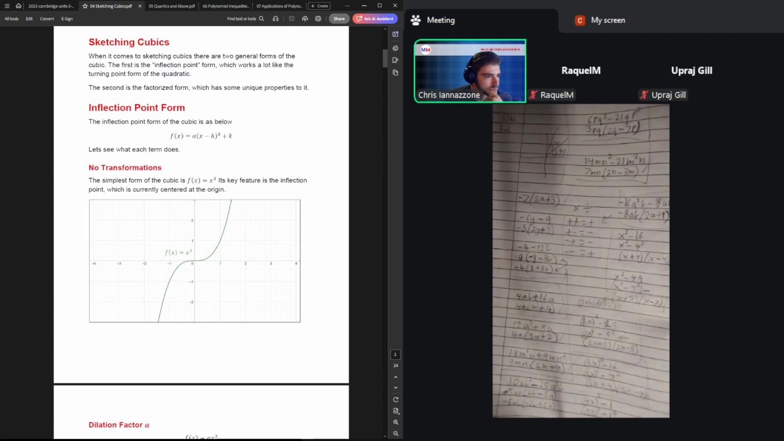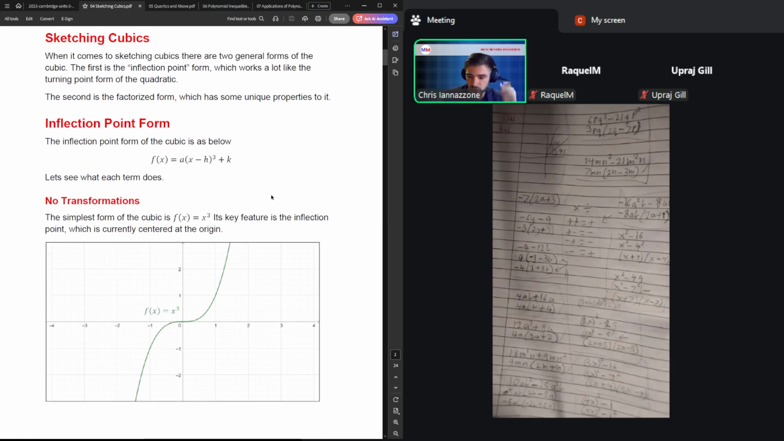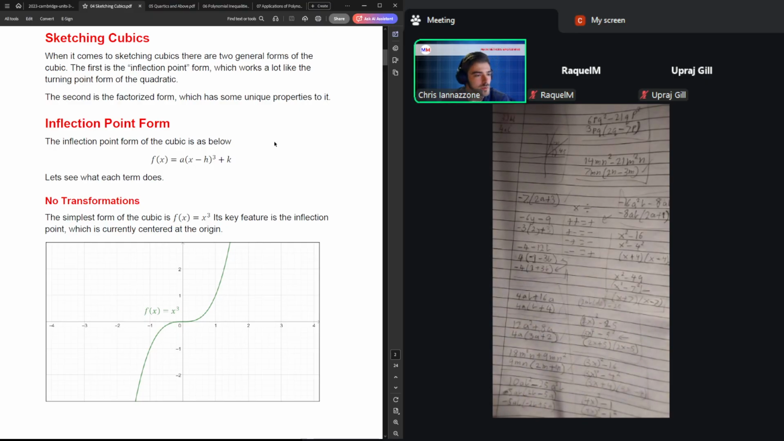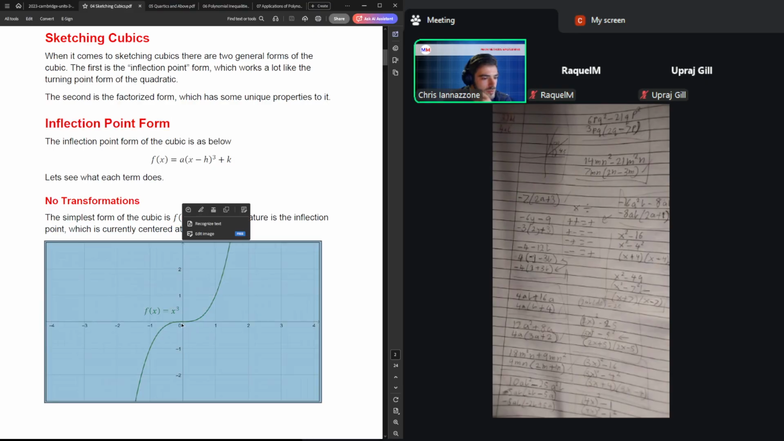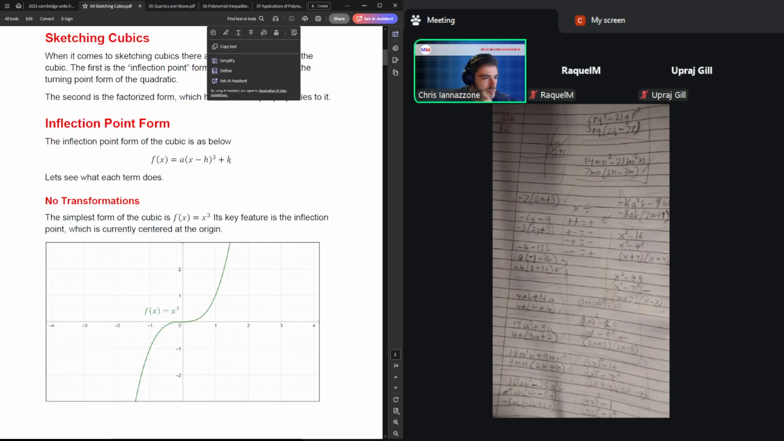Okay, first up, sketching cubics. So one of the first ways in which you are shown cubics is in this form here. It doesn't really have a name, so I've given it a name. I'm calling it the inflection point form, very similar to the turning point form that you would have on a quadratic. It works literally the exact same way, except what it is targeting is the inflection point of the cubic. So that thing there. The h and the k terms are responsible for the horizontal and the vertical translations of that graph rather.